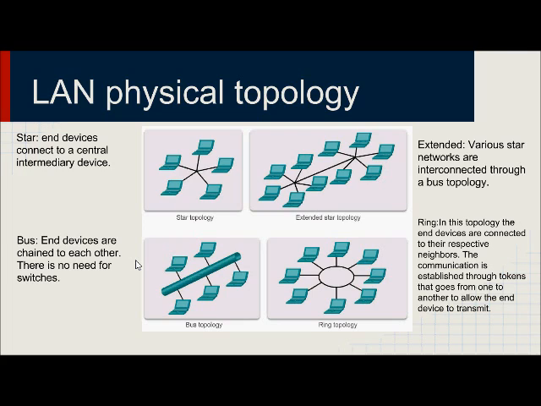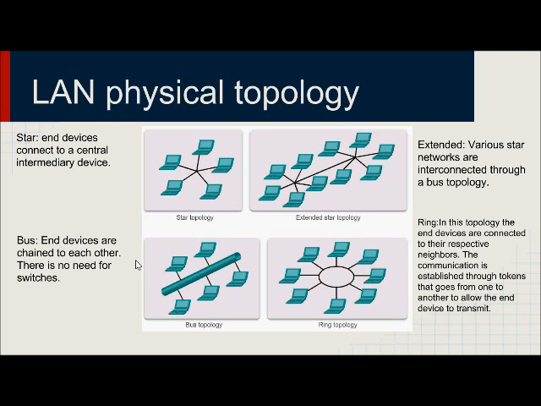LAN physical topology. We have star topology, extended star topology, bus topology, and ring topology. The star topology has end devices connected to a central intermediary device, while the extended star is various star networks that are interconnected through a bus topology. In the bus topology, end devices are chained to each other, and there is no need for switches. In the ring topology, end devices are connected to their respective neighbors.